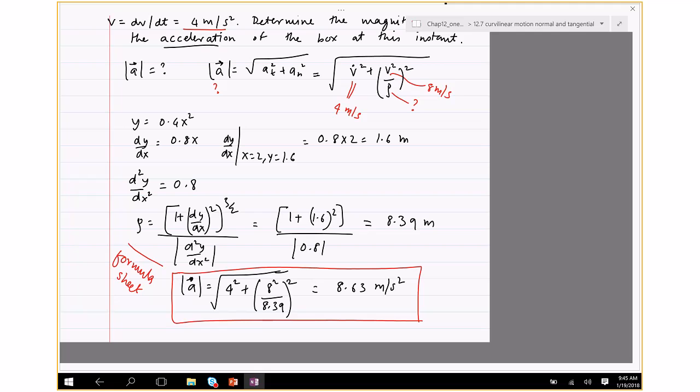Okay. Any questions? Yeah. You solved for rho. What happened to the 3 by 2 power? Oh, thank you. That's what I was saying. Yeah, my bad. I forgot to write it, but I just copied this from my notes.